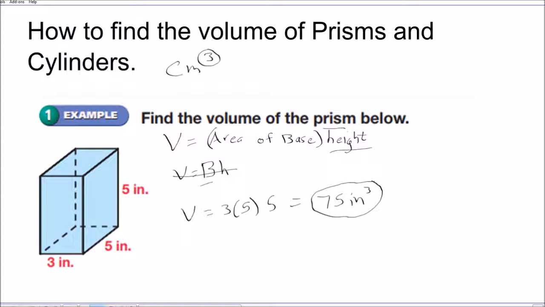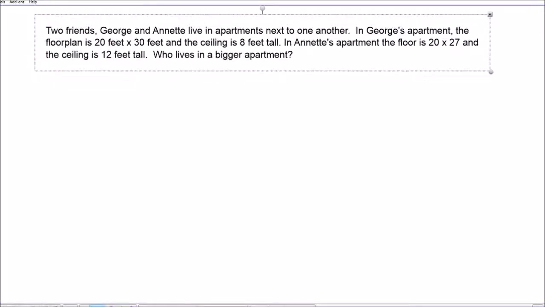Let's do another example. In this example, we have 2 friends, George and Annette, who are living in apartments that are next to each other. In George's apartment, the floor plan is 20 feet by 30 feet. Oftentimes, the size of a building is measured by its floor plan, and we'd say, oh, this house is so many square feet. So his is 20 by 30 feet, with an 8-foot tall ceiling. Annette's apartment is 20 by 27, a little bit smaller than 20 by 30, but the ceiling is 12 feet tall. Who lives in a bigger apartment?